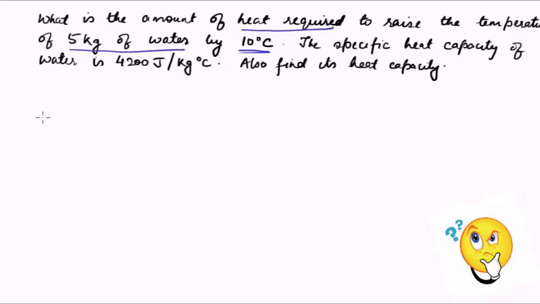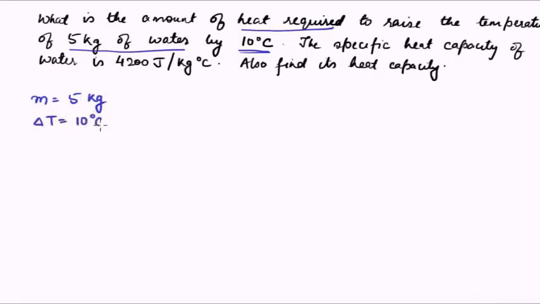So what are the given things? We know that the mass is equal to 5 kilogram. We need to raise the temperature by 10 degrees Celsius, so delta T is 10 degrees Celsius. And we are given that the specific heat capacity of water is 4200 joule per kilogram degree Celsius.